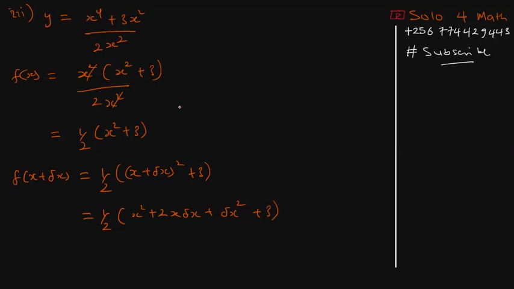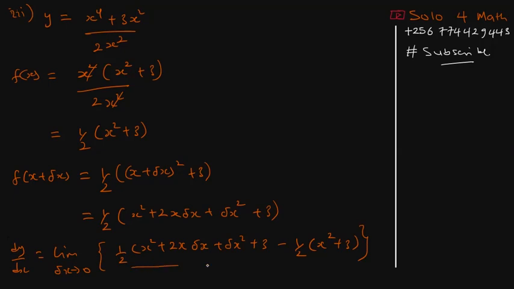Yes, so we substitute in our formula, dy/dx goes to a limit as dx tends to 0 of f(x plus small change in x), which is this, that is a half times x squared plus 2x small change in x plus small change in x squared plus 3, minus f(x), which is this, half times x squared plus 3, everything over the dx.